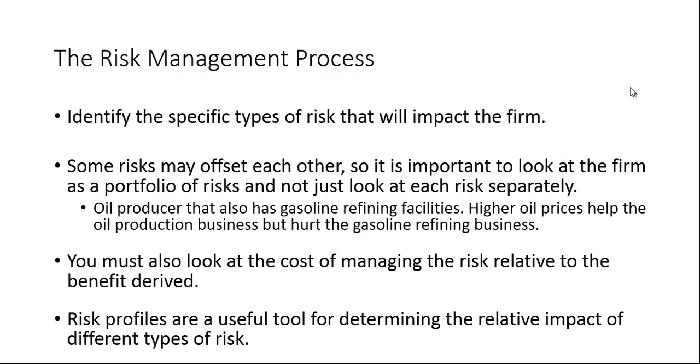What's the process? Well, we want to identify the specific types of risk that will impact the firm. Keep in mind that some risks may offset each other, so it's important to look at the firm as a portfolio of risks and not just look at each risk separately. For example, take an oil producer that also has gasoline refining facilities. Higher oil prices help the oil production business, but hurt the gasoline refining business.